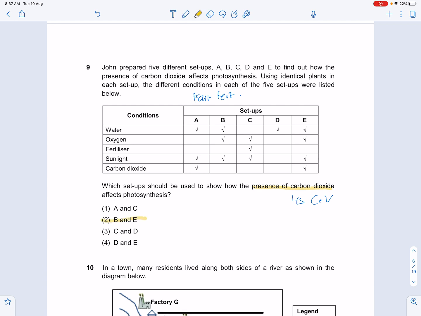Why is that the case? Let's take a look. So B and E. Let me just go ahead and highlight this, B and E. If you look at these two, everything else is the same. B has water, E has water, oxygen in B, oxygen for E. There's no fertilizer for B, no fertilizer for E. Sunlight for B, sunlight for E. And no carbon dioxide for B, but carbon dioxide for E. So the only one that is different is your carbon dioxide, and this is the one that we should be looking at.